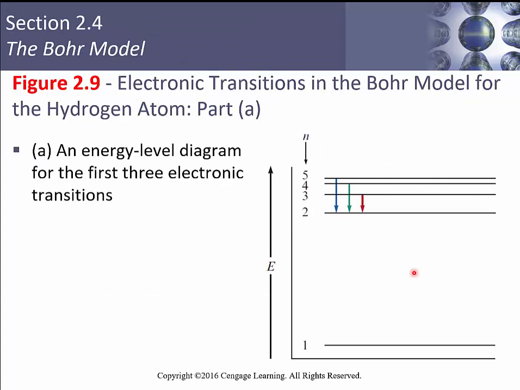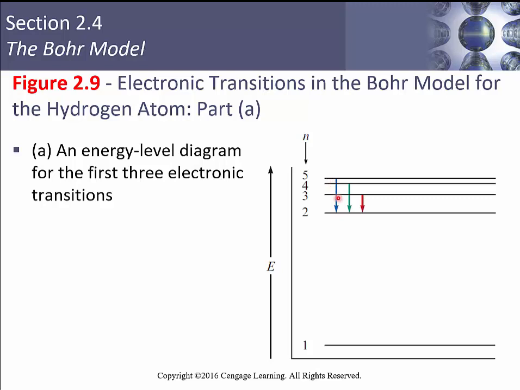All right, so let's look at some of these transitions. Here's an energy level diagram for the first electronic transitions. These are the ones we can see. We've got energy level number 1. That's our ground state. It's low energy. And then there's a big gap between energy levels 1 and 2, and then these gaps get smaller and smaller as they go to 3 and 4 and 5. So the difference between 4 and 5 is less than the difference between 4 and 3.